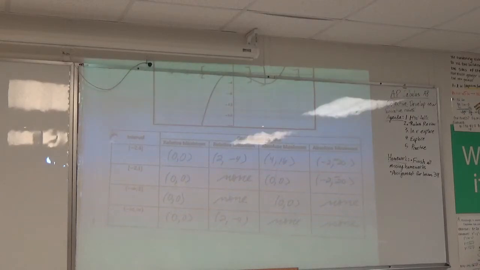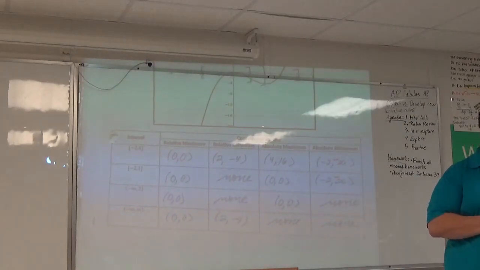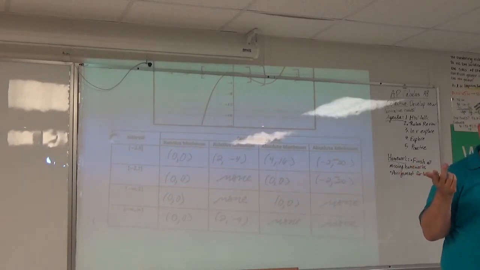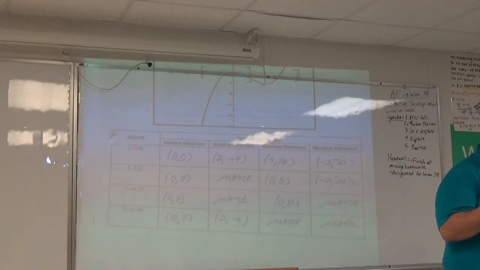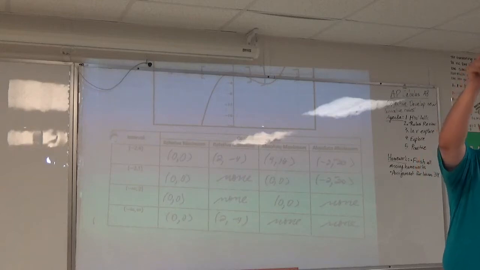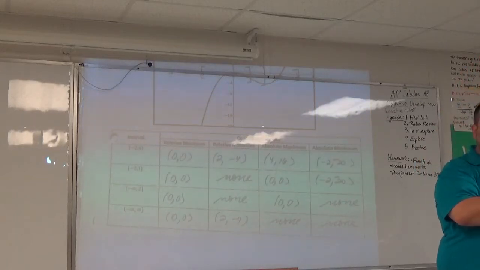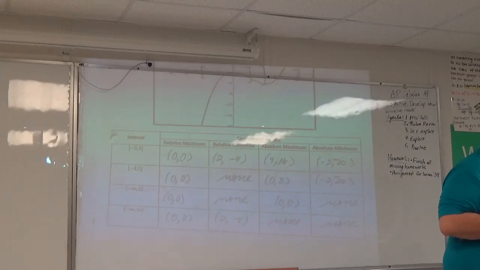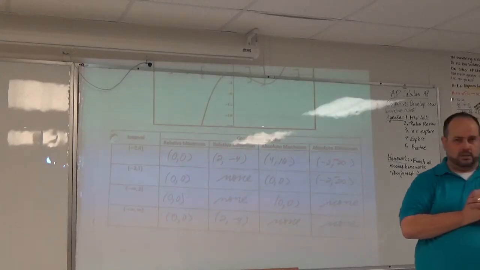Can there be more than one relative max and one minimum? What do you guys think? Can a function have more than one relative max? Could there be a place where the function changes from increasing to decreasing more than once? Yes. Sine. The sine graph does that. Perfect. Cosine does that. Lots of functions.